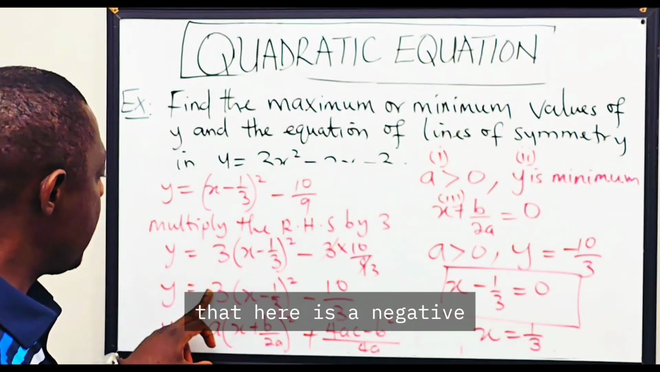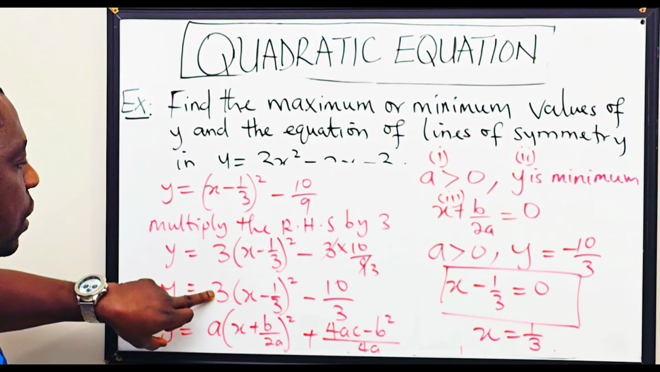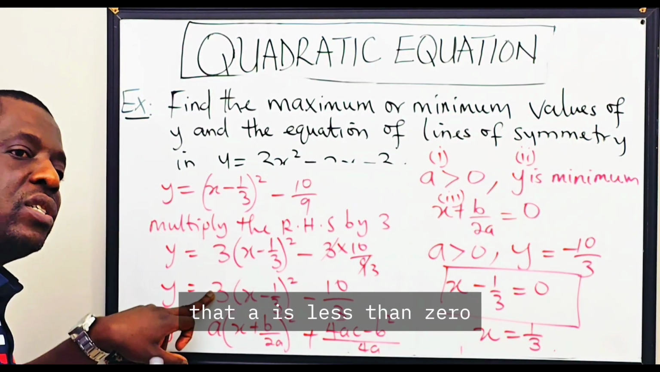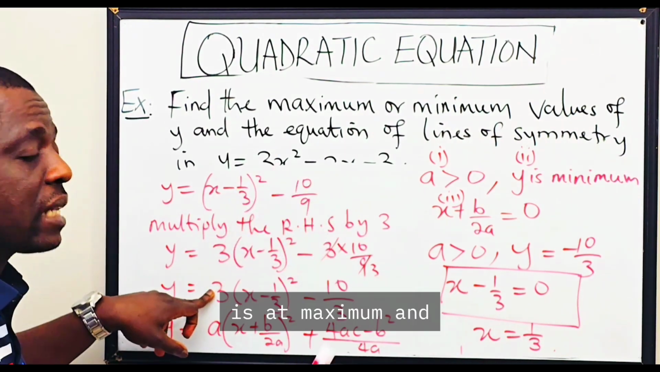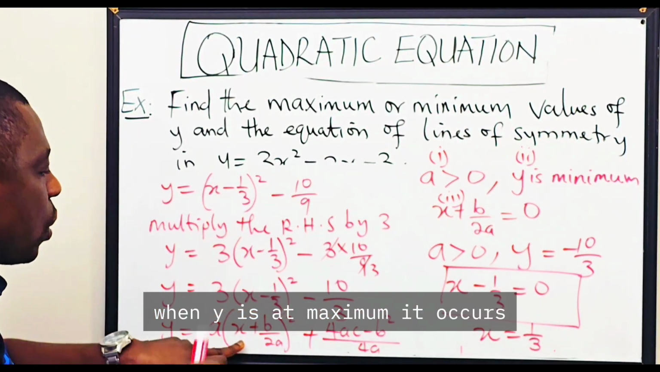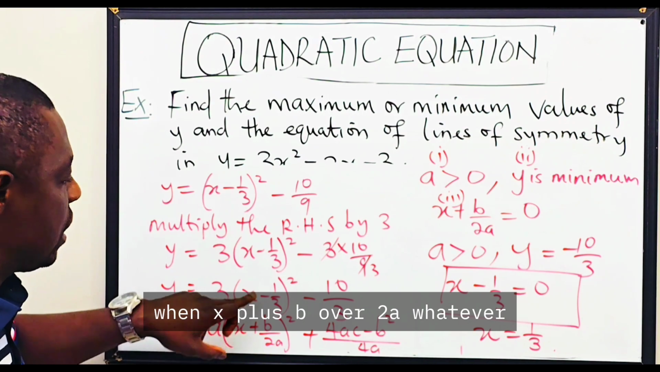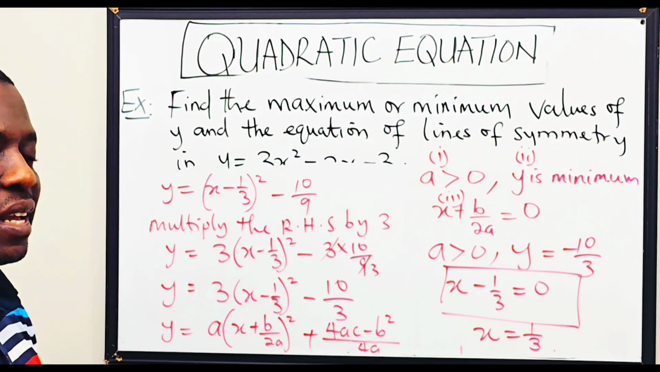That is, assuming that here is a negative. If here is a negative, what happened? That means that a is less than 0. And when a is less than 0, y is at maximum. And when y is at maximum, it occurs when x plus b over 2a, whatever that is here, equals 0.